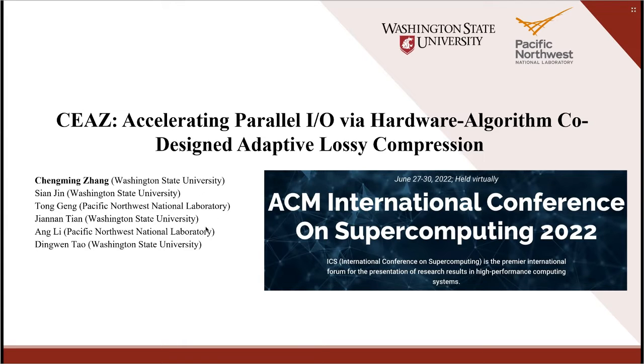Pacific Northwest National Laboratory. Today, I'm going to present our work, CEAZ: Accelerating Parallel I/O via Hardware-Algorithm Co-Design, Adaptive Lossy Compression.